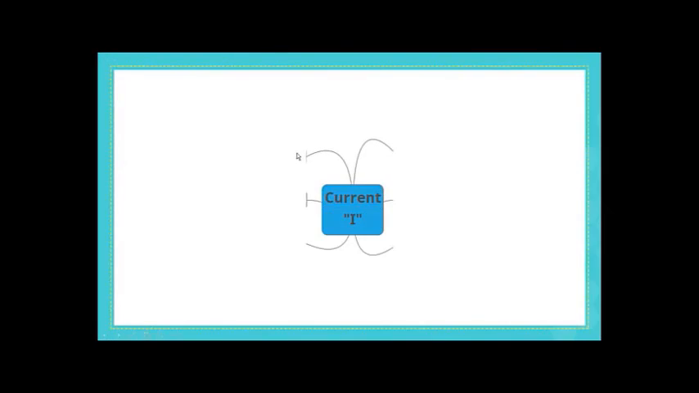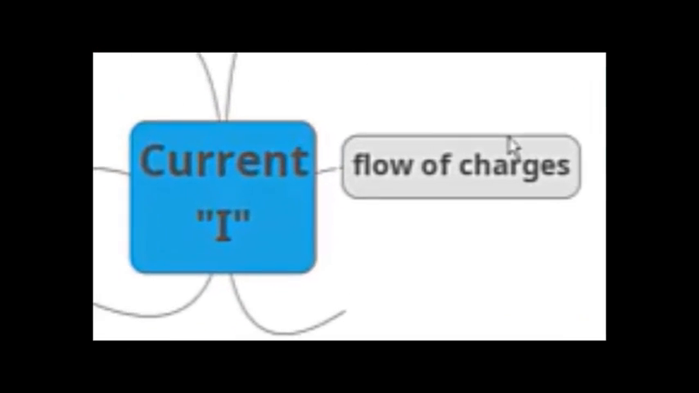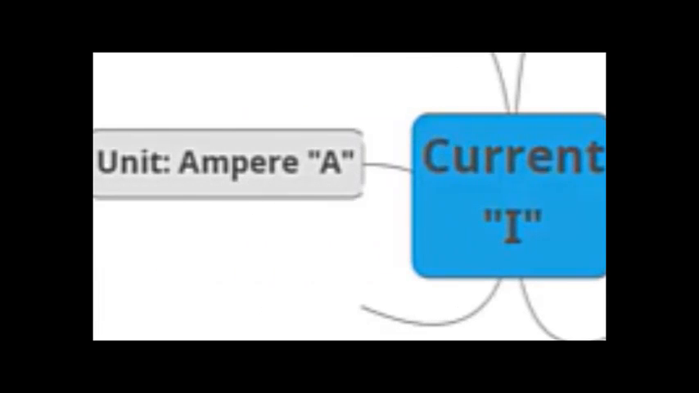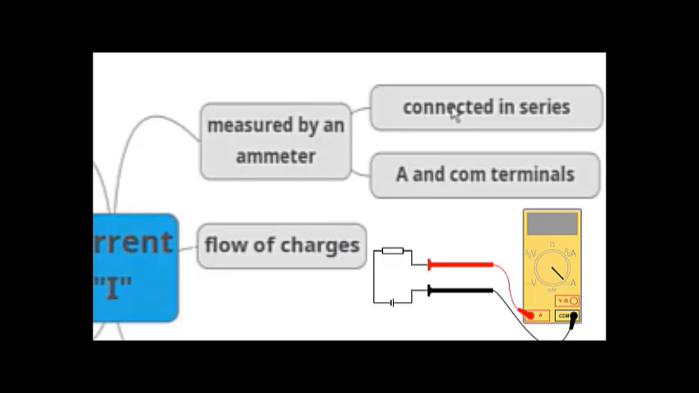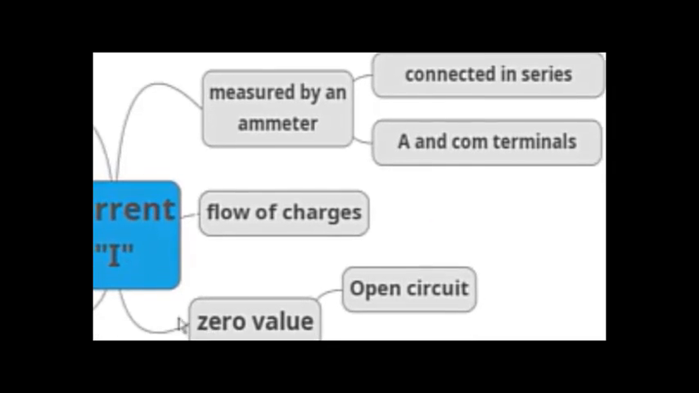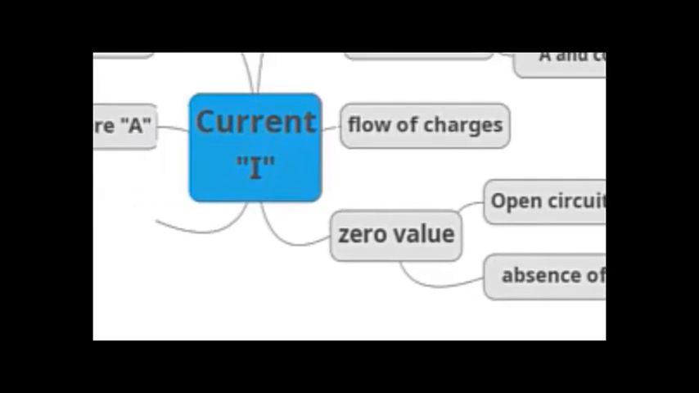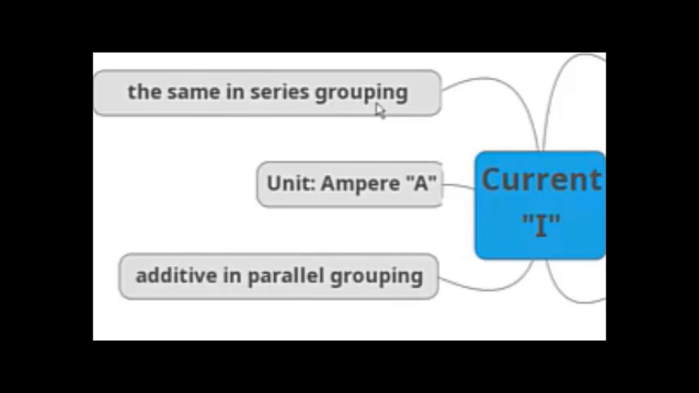Concerning current, current is the flow of charges represented by the letter I and measured in ampere. To measure the current, we use an ammeter which is connected in series, and the terminals to be used are the A and COM terminals. We can get a zero value of current if the circuit is open, and in the absence of a generator, in the absence of voltage. Current is the same in series grouping, but it is additive in parallel grouping.